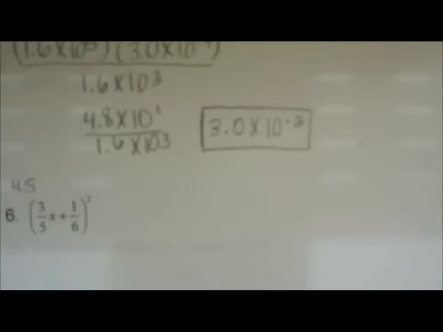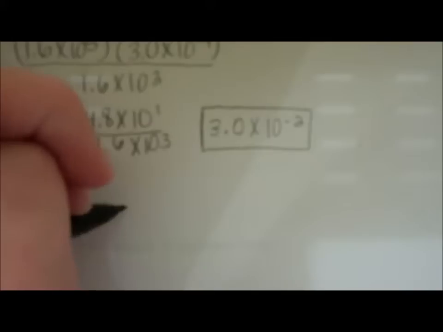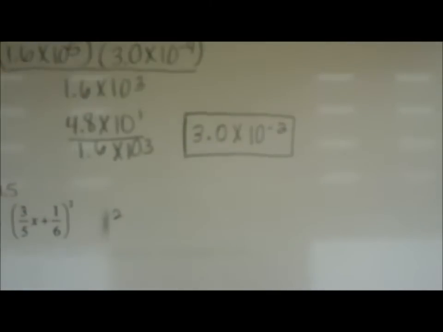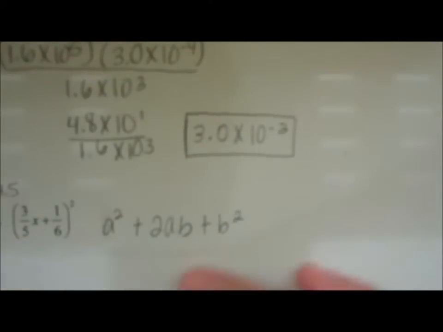Okay, now this is our equation. You have x squared, or a squared. Let me rephrase that. A squared plus 2ab plus b squared.